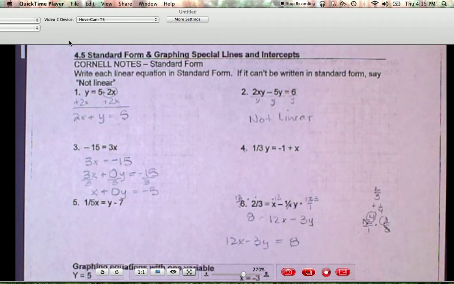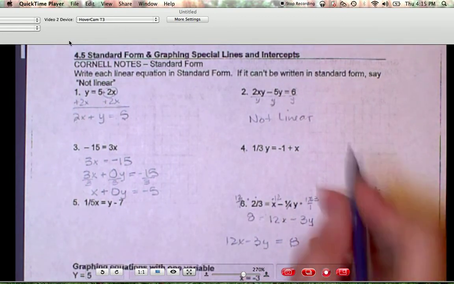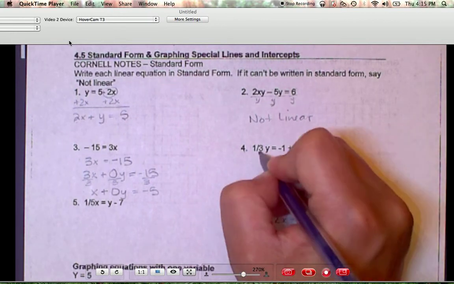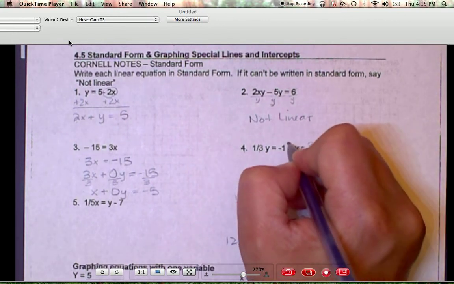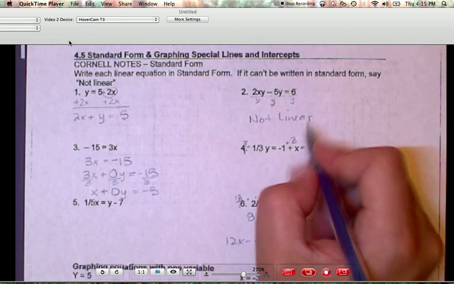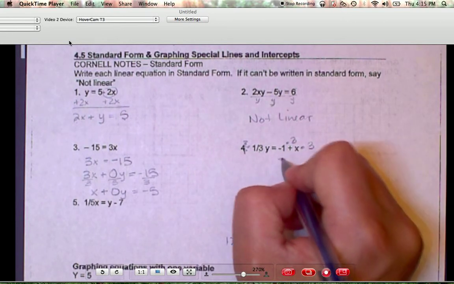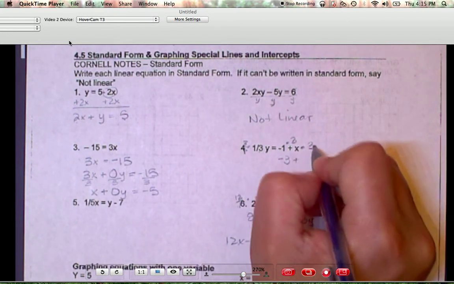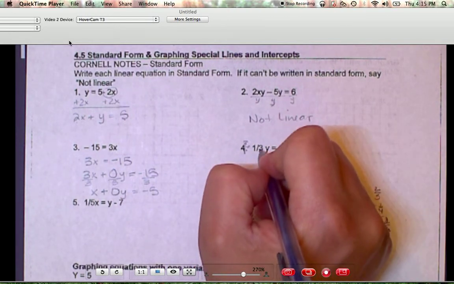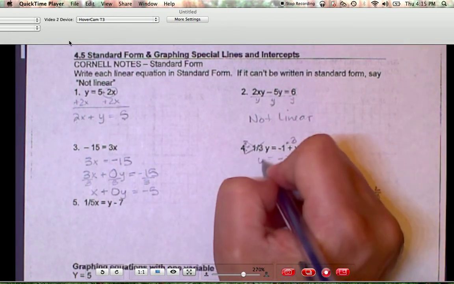So let's look at number 4. Probably the most obvious thing to you is the fraction. So it might be best to get rid of the fraction first. You can do other things first, but most of you may have gotten rid of the fraction first. So we multiply through by the common denominator, which in this case is the only denominator, which is 3. Multiply by 3 over 1. On the right side, we get negative 1 times 3 is negative 3, and x times 3 is 3x. On the left side, 3 over 1 times 1/3, those are going to cancel out completely, and you're left with just a y.